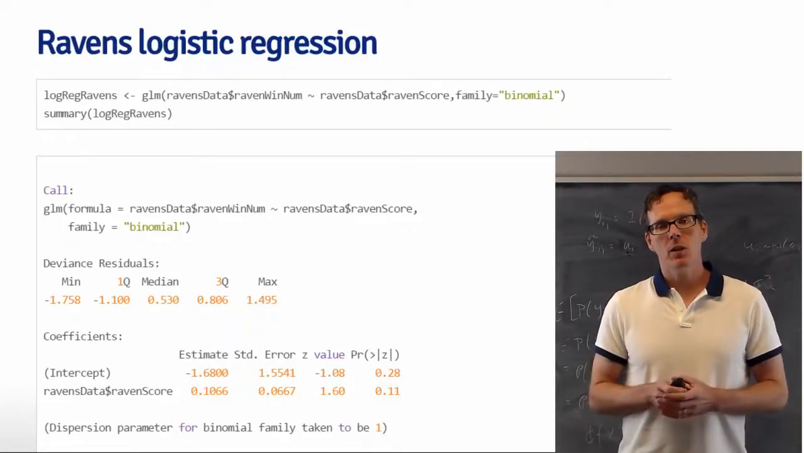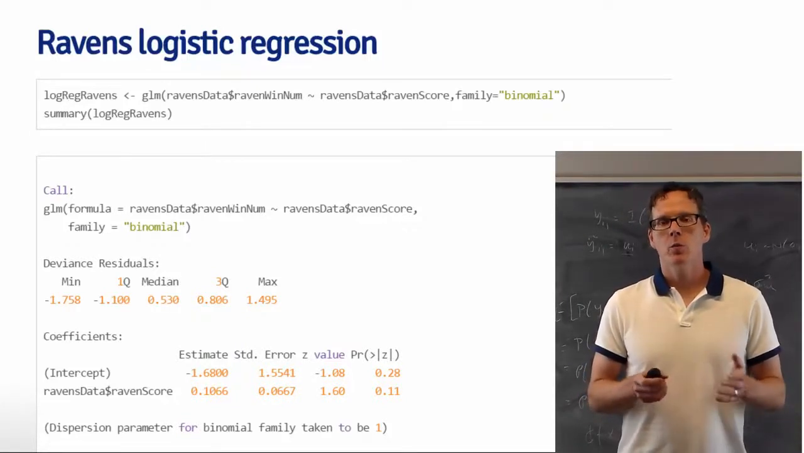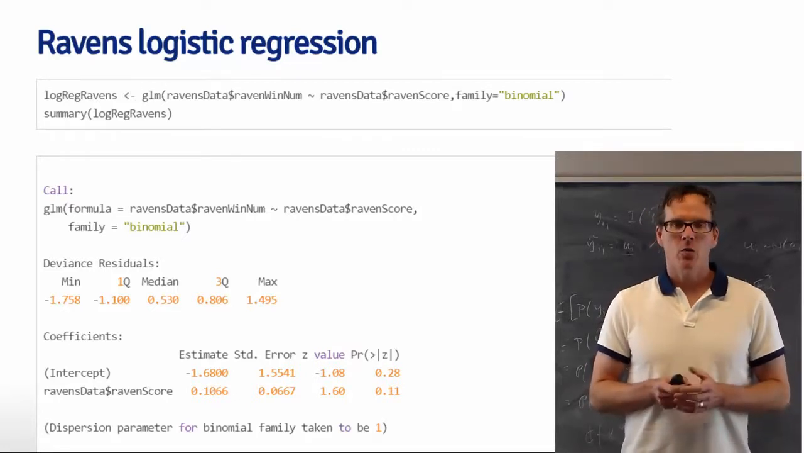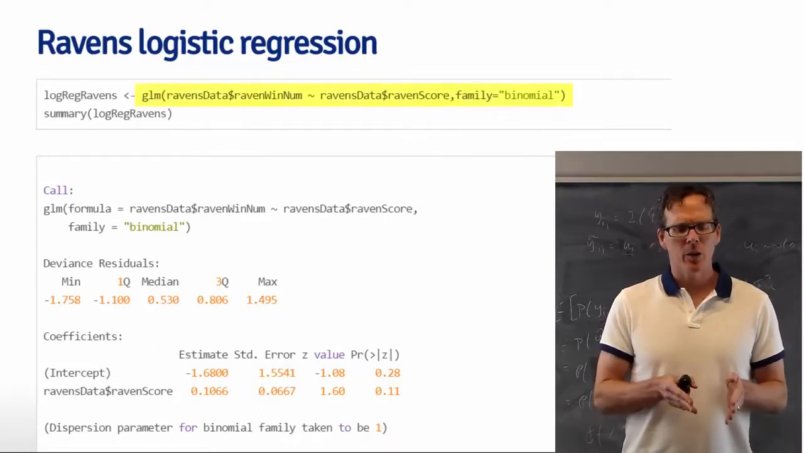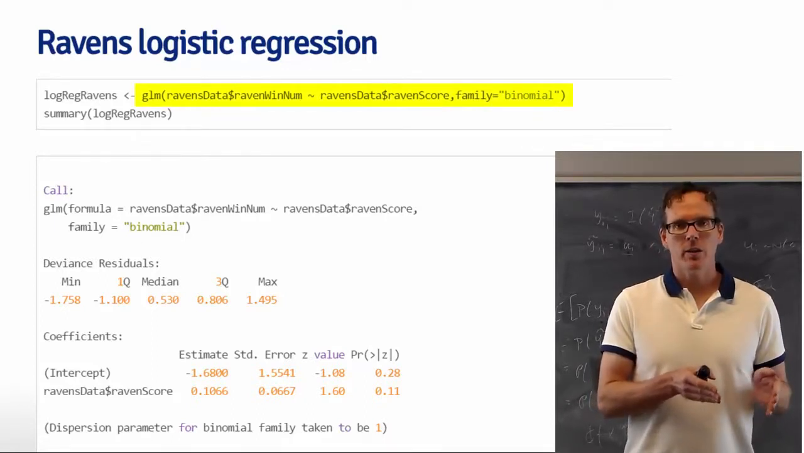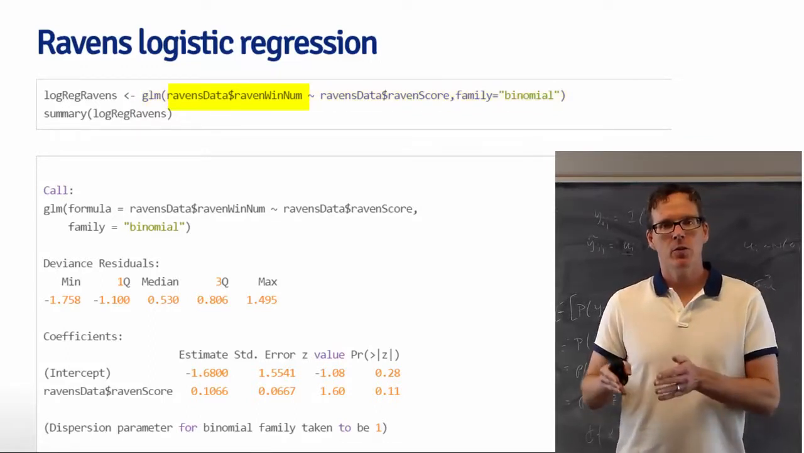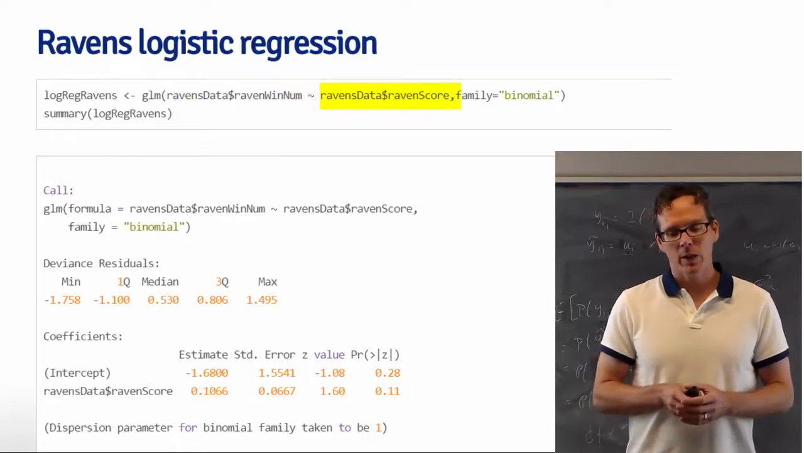Okay, now that we've looked at fitting logistic regression curves, why don't we go ahead and see the output when we fit our Ravens data. So you fit the Ravens data with the GLM function. Here it operates just like the LM function. The outcome is on the left-hand side of a tilde, and then the predictor is on the right-hand side.